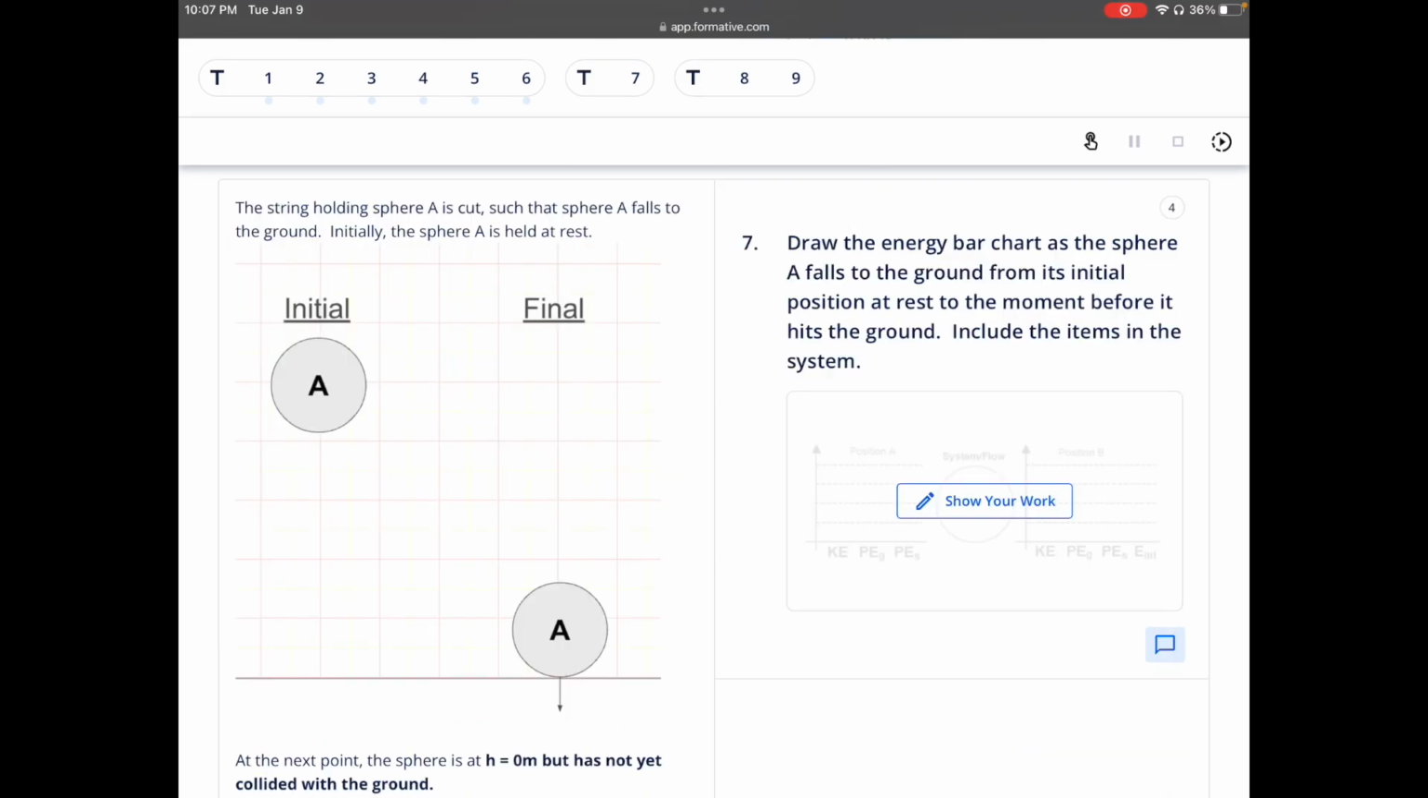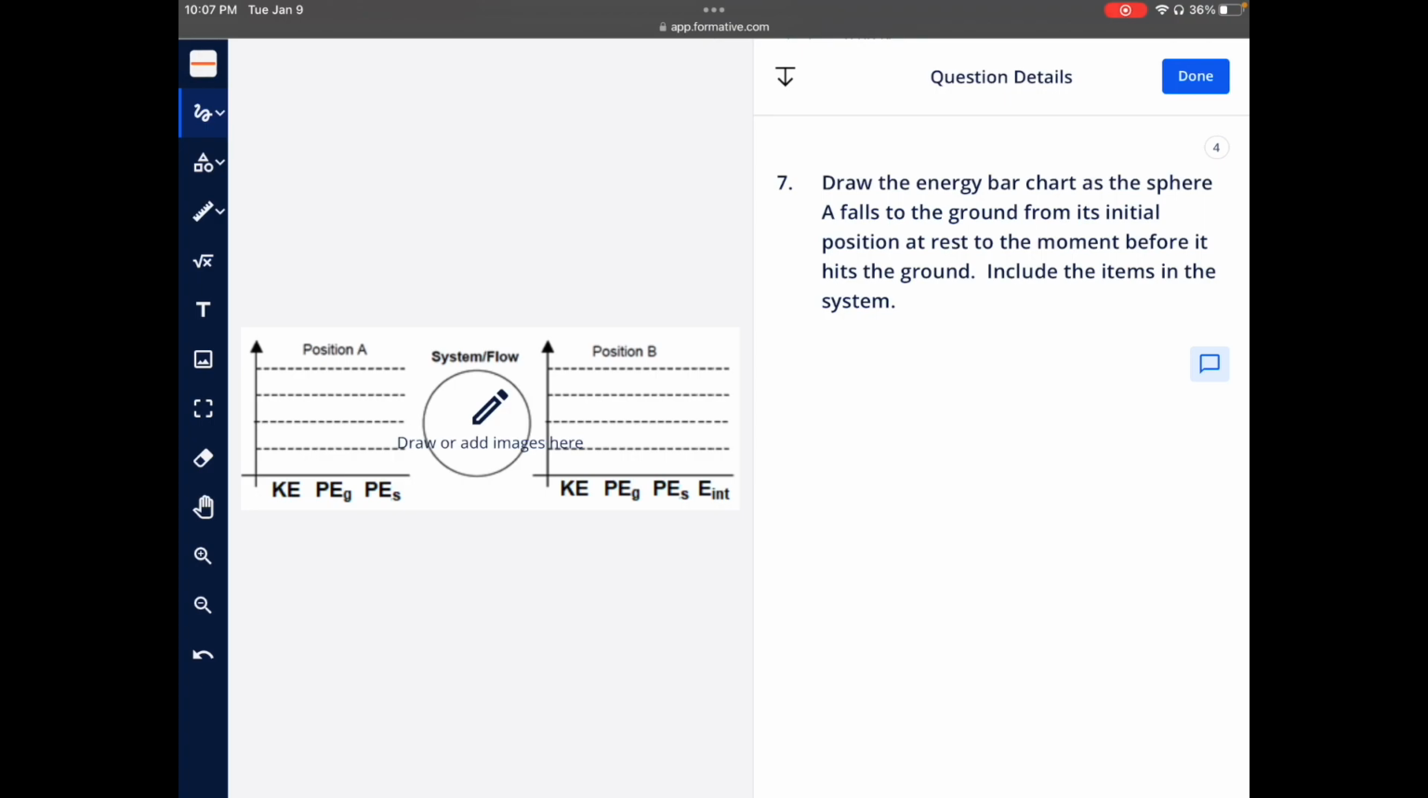Now we move up to Unit 5. Do expect that the midterm will jump around from unit to unit. In Unit 5, we were doing how potential energy changes to kinetic energy.